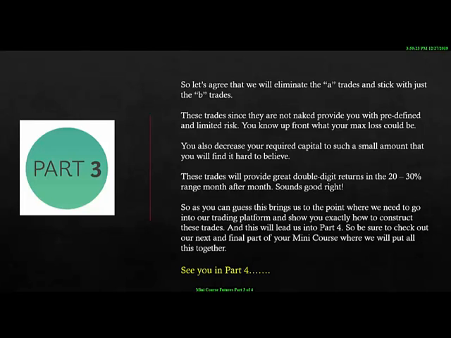These trades, since they are not naked, provide you with predefined and limited risk. You know up front what your max loss could be. You also decrease your required capital to such a small amount that I think you're going to find it hard to believe. And these trades will still provide great double-digit returns, actually in the 20 to 30% range month after month. So I think that sounds good, right?